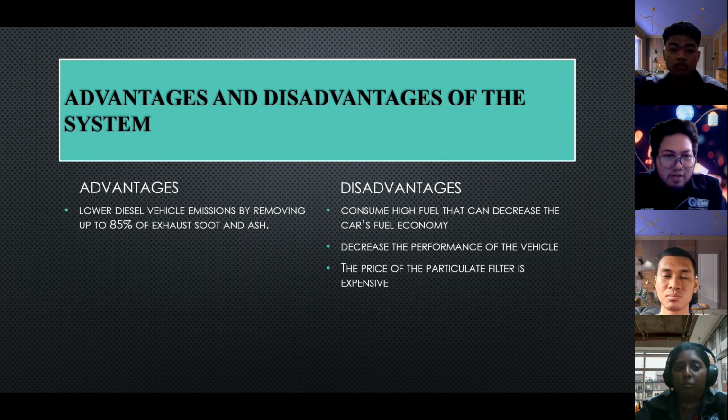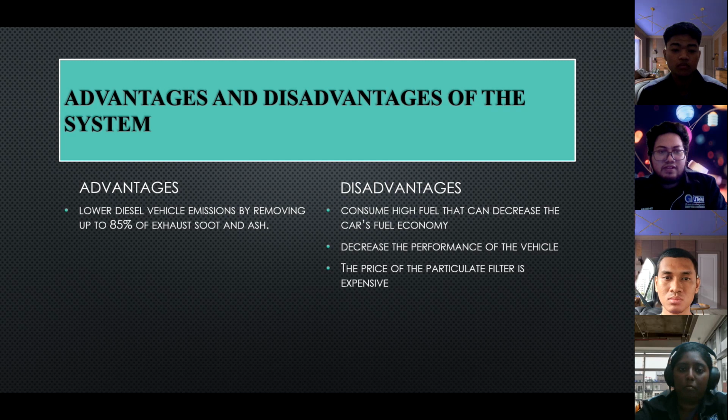Okay, now I would like to explain the advantages and disadvantages of the system. For the advantages, it lowers diesel vehicle emission by removing up to 85% of exhaust soot and ash, so it is friendly toward the environment. Even though the diesel particulate filter is good for the environment, there are a few disadvantages of the system. One of the disadvantages is that it consumes more fuel, which can decrease the car's fuel economy.